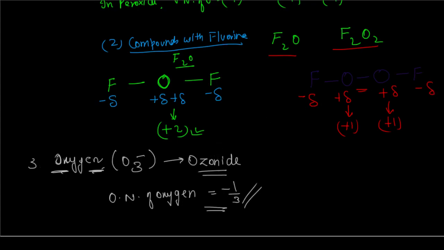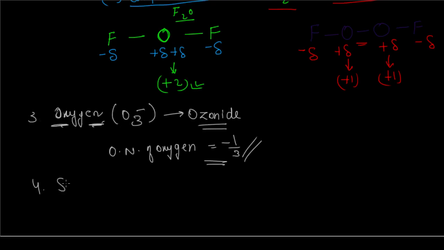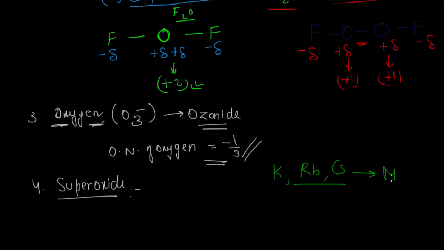And there's one last exception, which is superoxide. Superoxides are a special kind of compound, and they are formed only by 3 elements in the periodic table. Total 3 elements with high electropositivity, which are potassium, rubidium, and cesium. Only these 3 elements can form superoxides because they are highly electropositive elements. And if we denote them as M, then the formula of a superoxide is MO2.